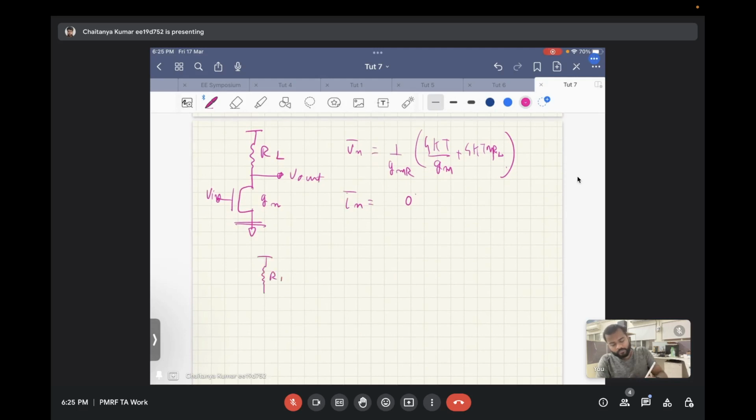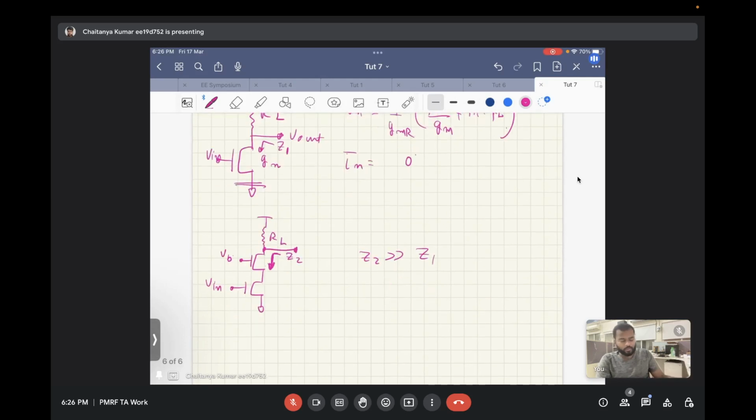So how does a cascode transistor work? We give input over here, and this is set to some biasing voltage, and we take output at this node. If we look at the impedance from this node, let's say this is Z1 and this is Z2. Z2 will be much higher than Z1.